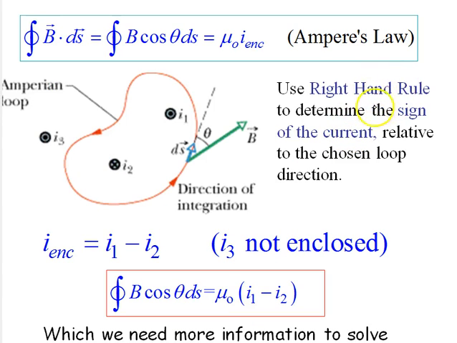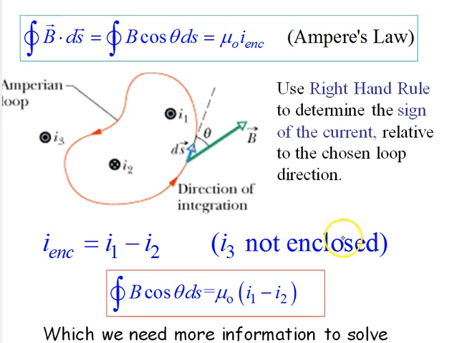So again, we can use our right-hand rule to determine the sign of the current relative to the chosen loop direction. In this case, if we use our right-hand rule, our thumb would be pointing towards us as we encircle our right hand around this loop. So I1 will be positive, I2 will be negative, and I3 is not included because it's not enclosed by our loop.